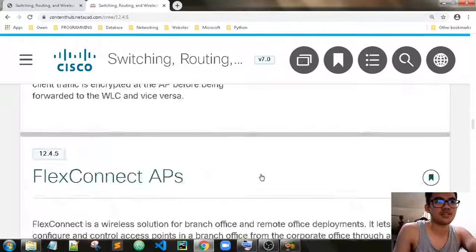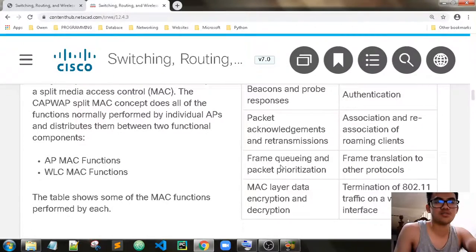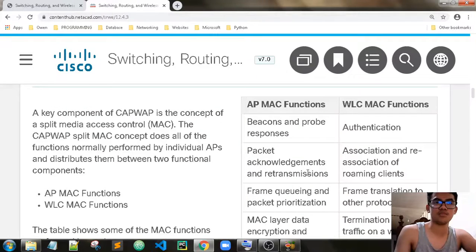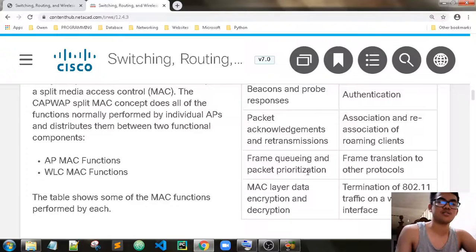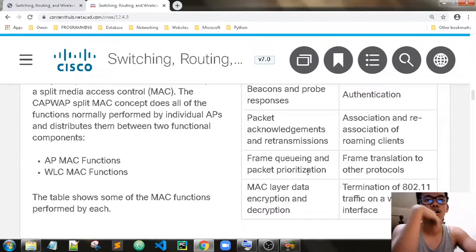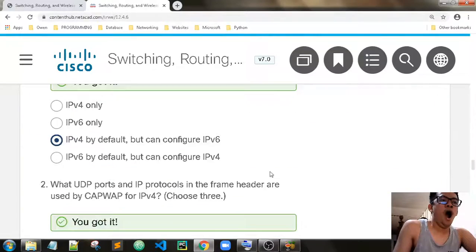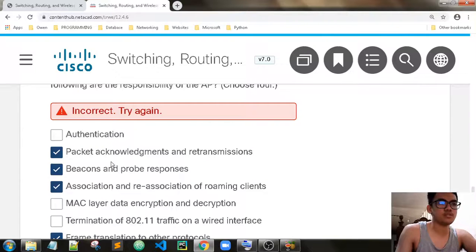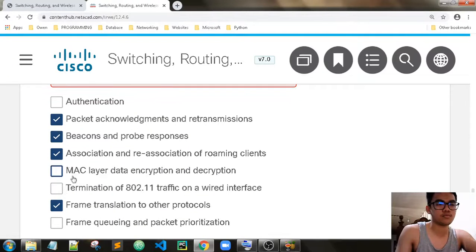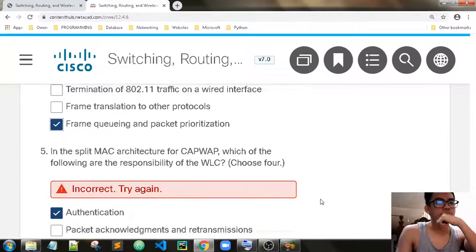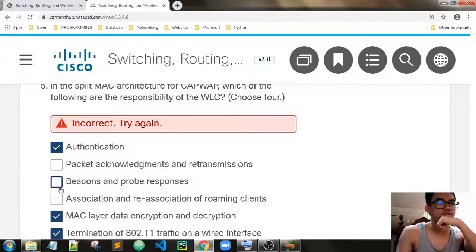I cannot remember the responsibilities. The probe responses are for the AP. Packet acknowledgement, probe responses, packet acknowledgement, frame queuing, and MAC layer data encryption. For this one, the AP handles transmission, and the WLC handles frame queuing. And this one would be authentication.